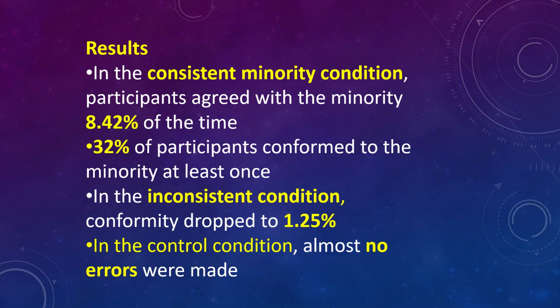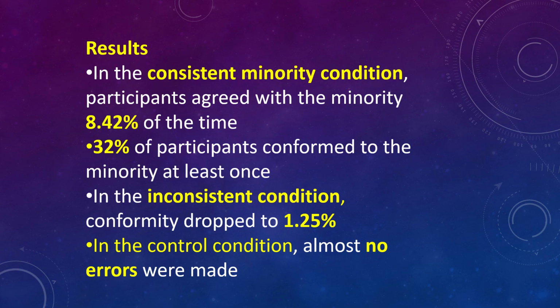So the results: in the consistent minority condition, consistent means they continually told the wrong answer, green, green, green, and the participants didn't change their mind. When the minority said those things, the majority also accepted them. This came to nearly 10%, 8.42 percent acceptance. The next one: 32% of the participants conformed to the minority at least once.